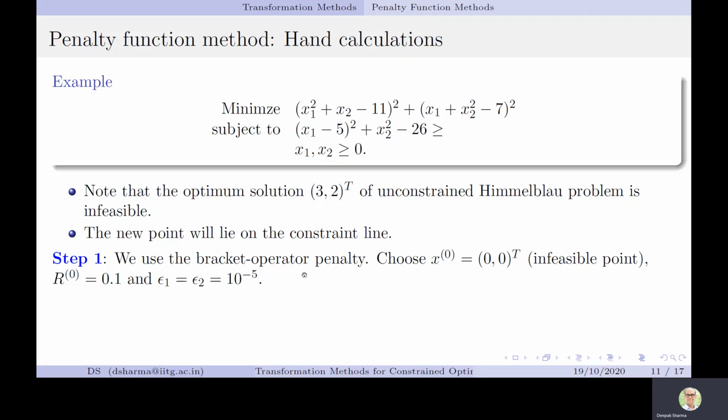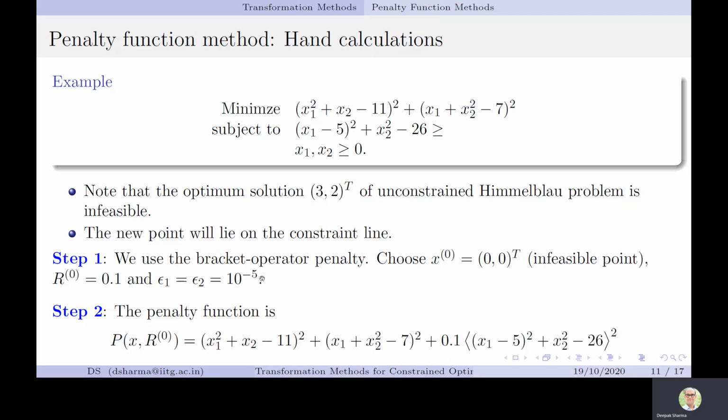So in step 1, we take the bracket operator and we choose initial point 0, 0. Currently it is an infeasible point. And we take the initial value of R as 0.1, which is a small value. This particular value we keep on increasing when we move from one sequence to another sequence. Now we will take epsilon1 and epsilon2 as 10 to the power minus 5, which is a small value.